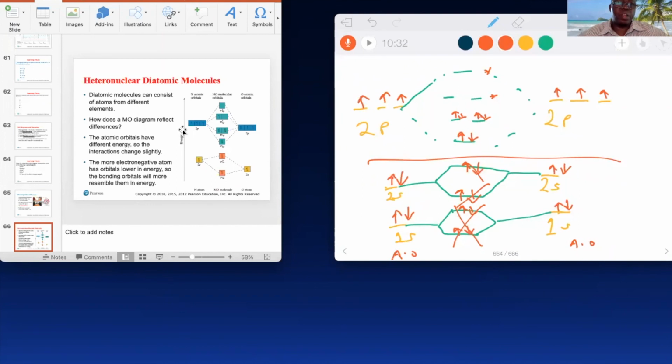This is just the same thing for homonuclear. The hetero means different atoms. Still, we use molecular orbitals, nitrogen and oxygen. Heterogeneous means they have different atoms. This is the nitrogen atom, this is oxygen. We still use the same molecular orbital diagram to write the electron configuration. If I look at the lone electron here, it is diamagnetic.